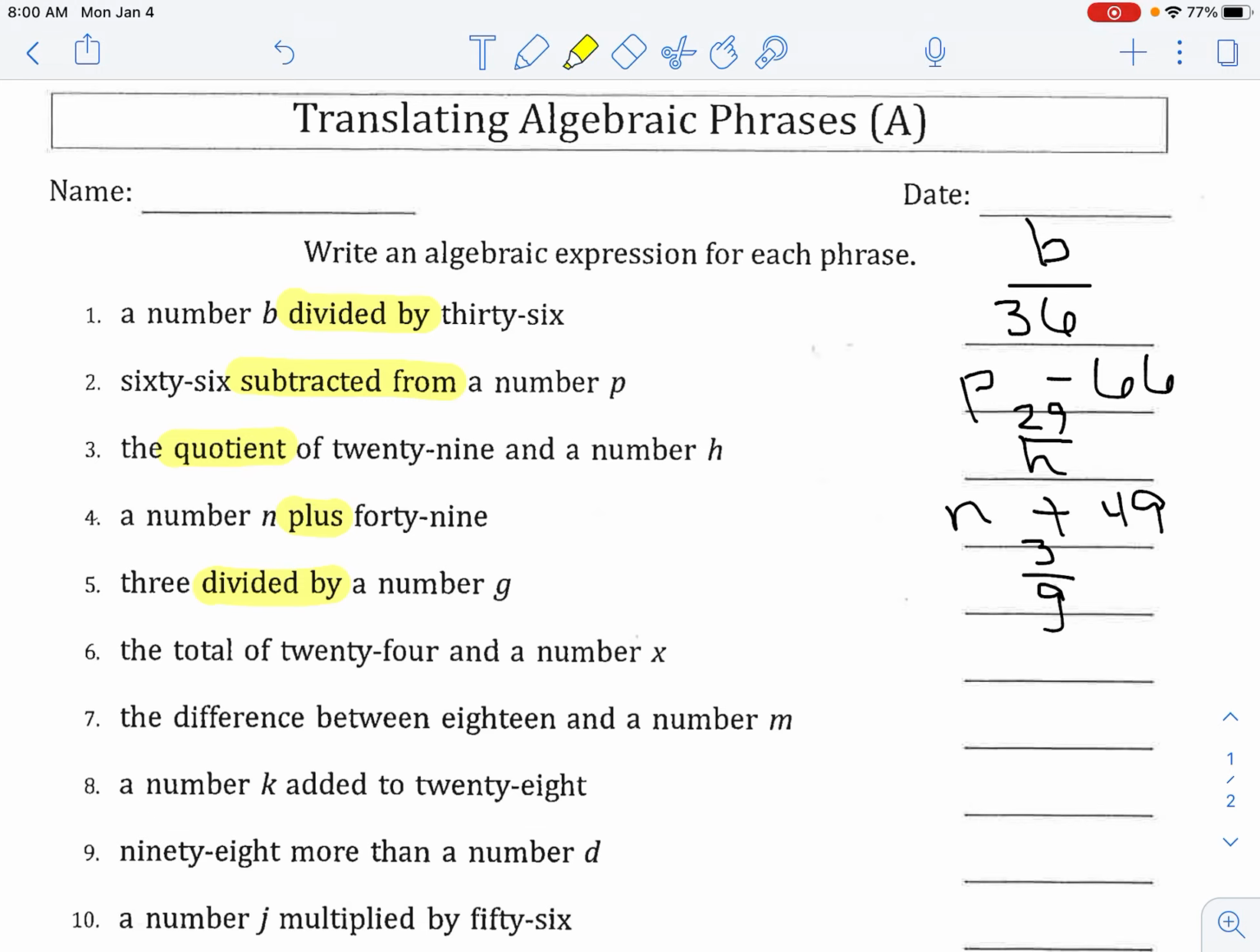Number 6, the total of. Total always means addition, so I'm going to put my plus sign. The total of 24 and a number x, so 24 plus x.